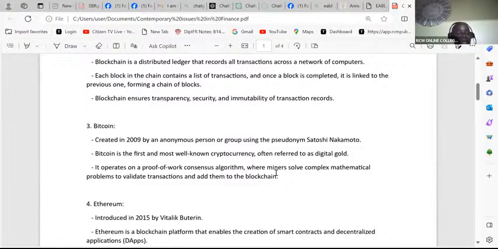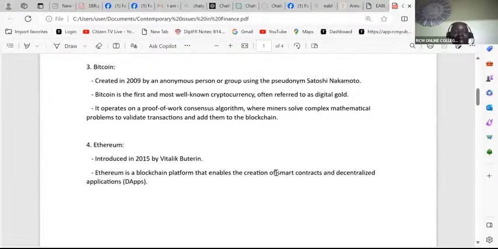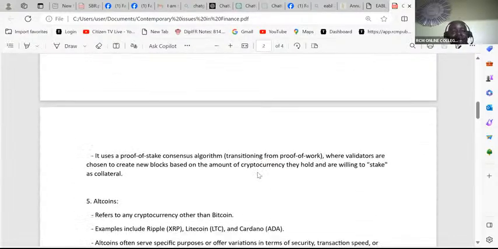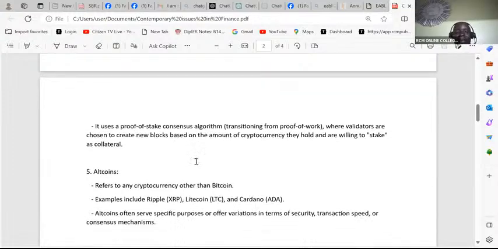No. Ethereum was introduced in 2015 by Vitalik Buterin. Ethereum is a blockchain platform that enables the creation of smart contracts and decentralized applications, dApps. It uses a proof of stake consensus algorithm, transitioning from proof of work, where validators are chosen to create new blocks based on the amount of cryptocurrency they hold and are willing to stake as collateral. I don't want to read so many of them.